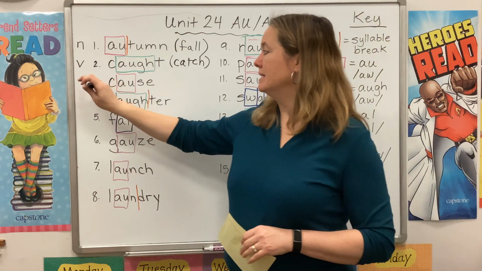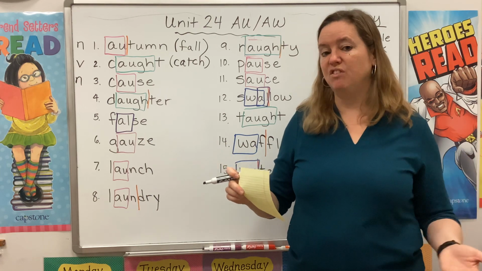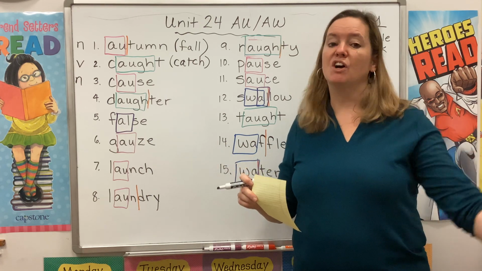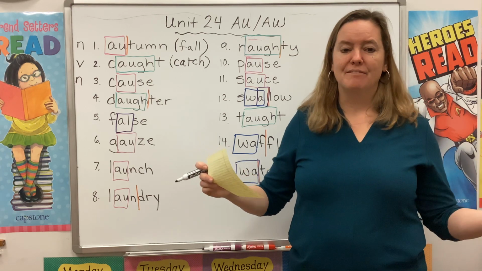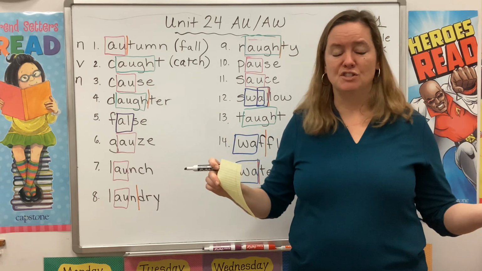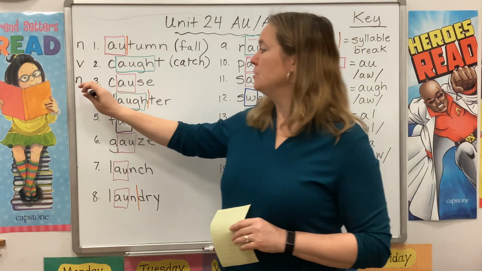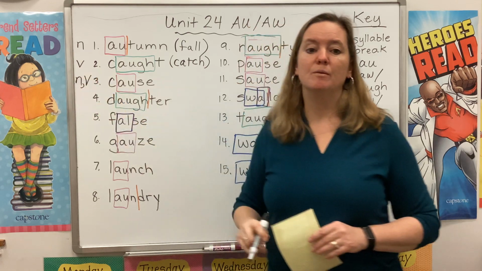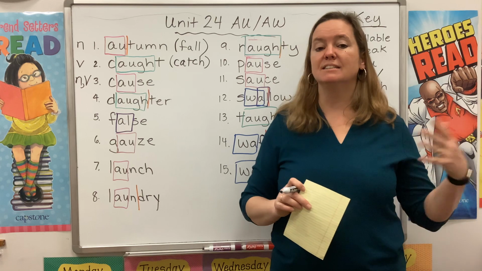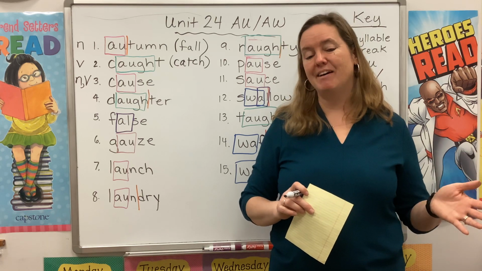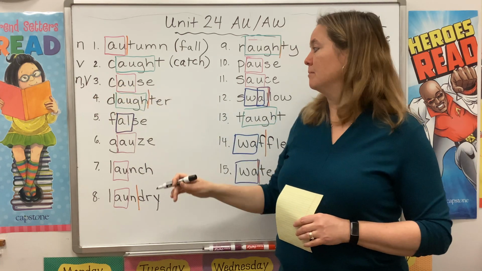Cause can be a noun, right? Like our basement is flooded and we're trying to find the cause of the flooding. Maybe there's a crack in the foundation. Maybe there's a leaky pipe. We're looking for the cause. But we can also use that word as a verb, right? A leaky pipe will cause flooding. A crack in the foundation will cause flooding. So we can use that as a noun or a verb.